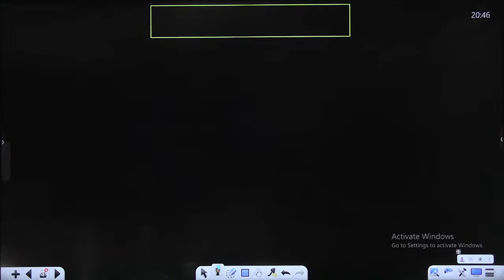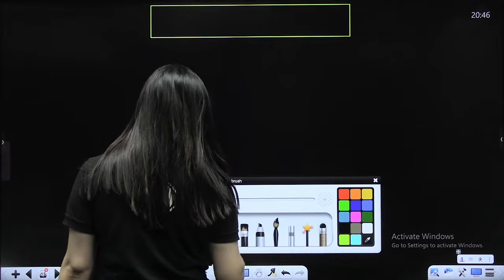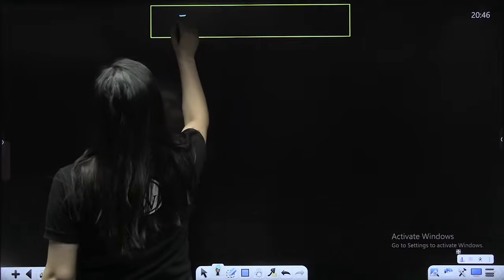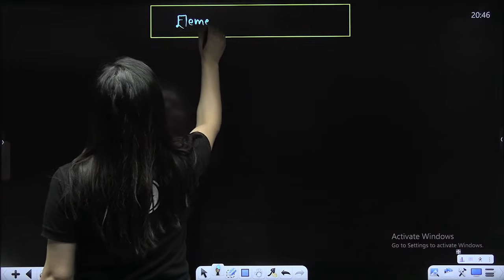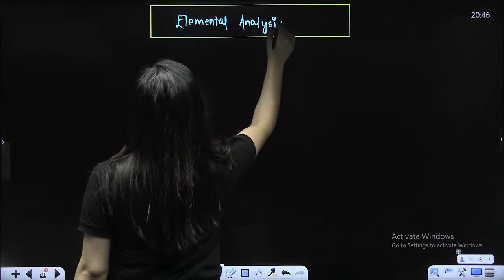Chaliye, so let's discuss that particular experiment. Okay, so that elemental analysis part is there now. So now we will learn about that particular experiment.